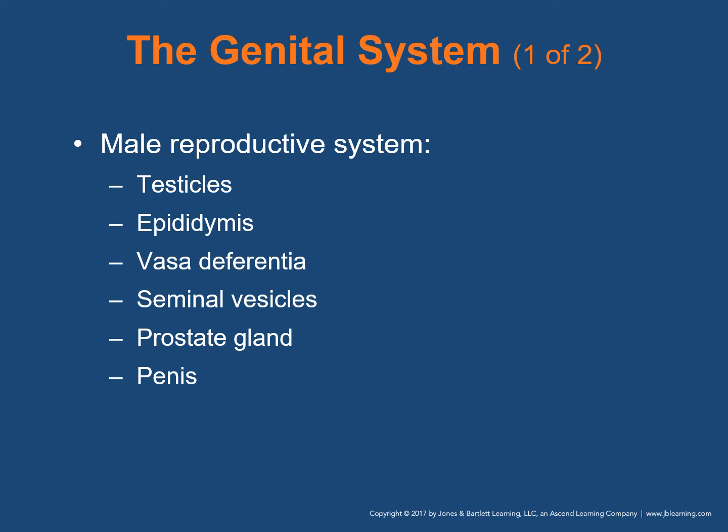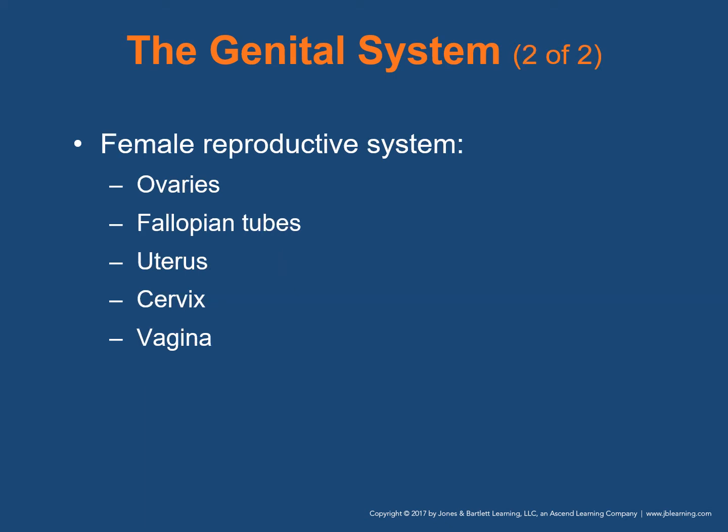Obviously, we're going to have two genital systems, the male and the female. These are the parts of the male system: the testicles, the epididymis, the vas deferens, the seminal vesicles, the prostate, and the penis are all parts of the male reproductive system. In the female reproductive system, you have ovaries, again a solid organ, the fallopian tubes, the uterus, the cervix, and the vagina.